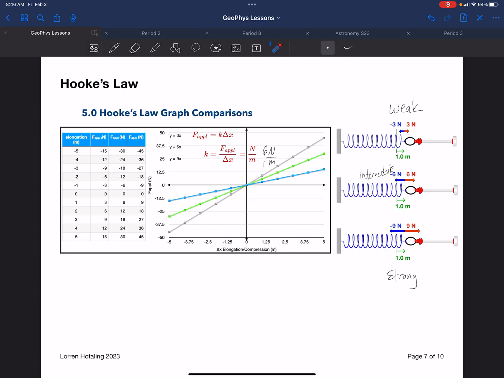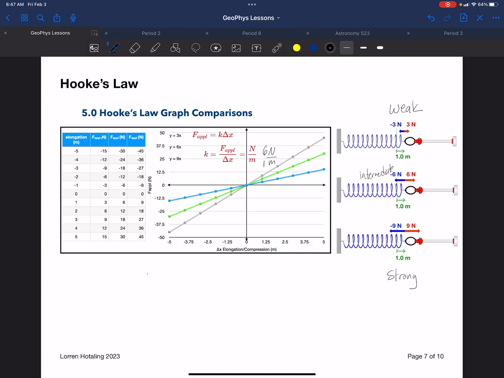So if we have a spring constant of 6 newtons per meter, what that means is we stretch the spring 1 meter. It is the force required to stretch the spring 1 meter, 6 newtons. 3 is the number of newtons, or the force required to stretch it 1 meter, and 9 is the force required to stretch it 1 meter.